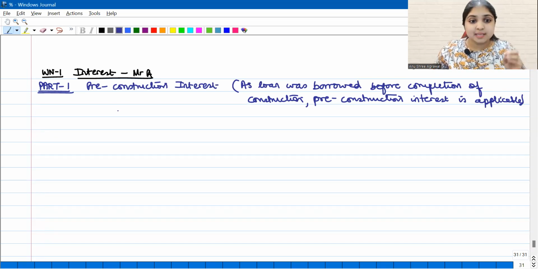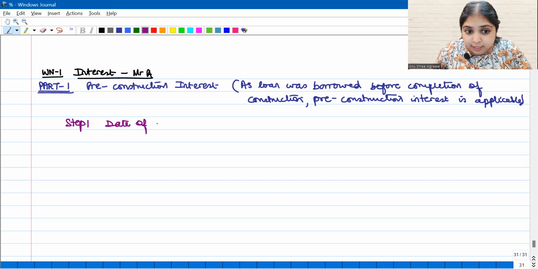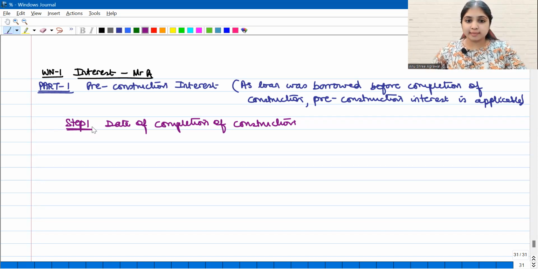Now we'll do our steps. I hope you recall the steps. Do not flip your pages. Try to recall entirely out of your memory. Do not flip your pages strictly. Okay. Tell me, how do we start? What is our first step? Our first step is date of completion of construction. Right? Date of completion of construction.